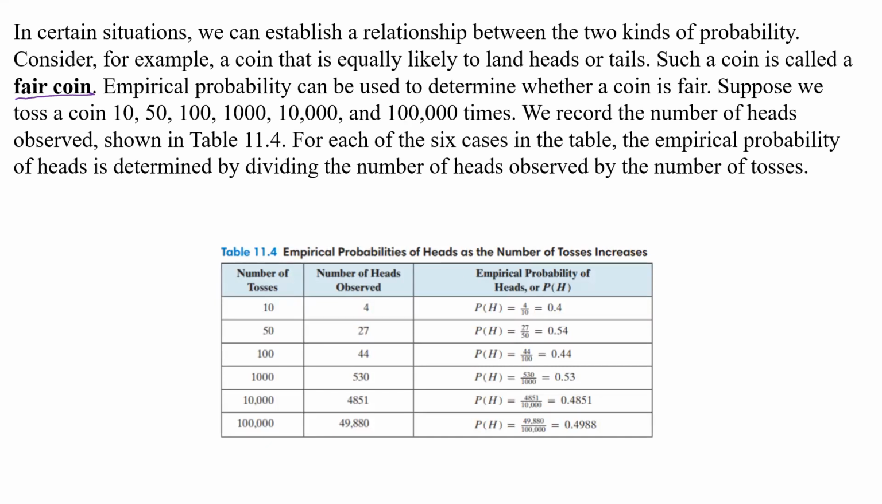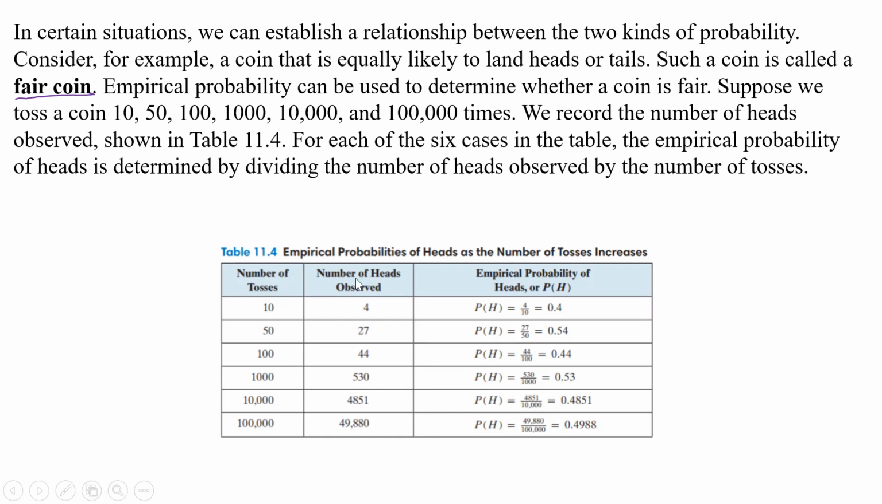So what we're going to do is actually flip a coin so many times and figure out if it's fair or not. We're going to flip it 10 times, 50 times, 100 times, and 1,000, 10,000 and 100,000 times. And we're going to record the number of heads observed, as we can see down here in this table below. For each of the 6 cases in the table, the empirical probability of heads is determined by dividing the number of heads observed by the number of tosses.